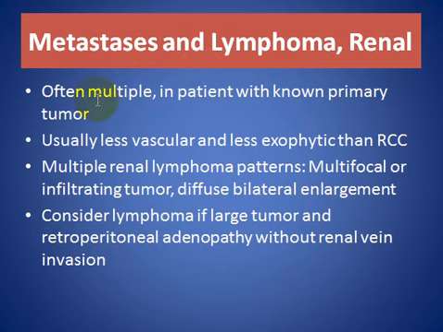Metastases and lymphoma are often multiple in patients with a non-primary tumor, usually less vascular and less exophytic than renal cell carcinoma. Renal lymphoma patterns include multifocal or infiltrating tumor or diffuse bilateral renal enlargement. Consider lymphoma if large tumor and retroperitoneal adenopathy without renal vein invasion.